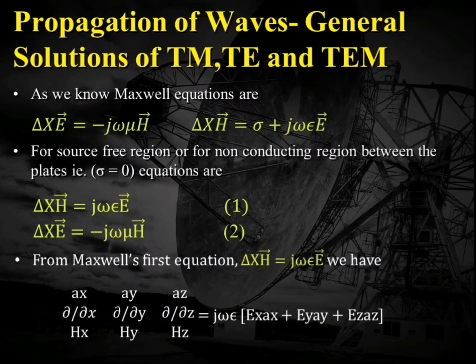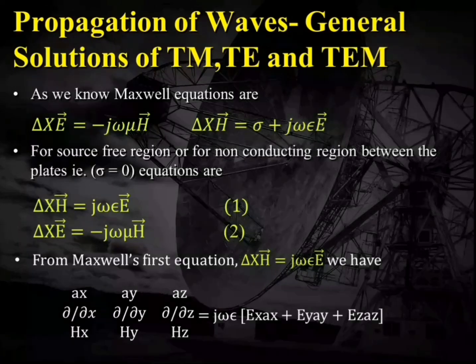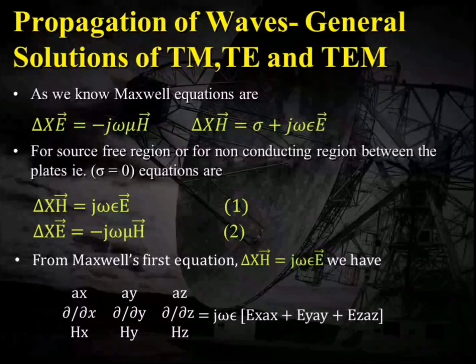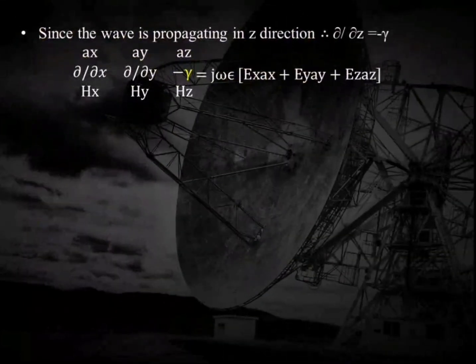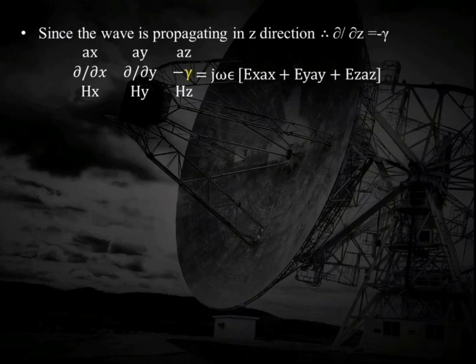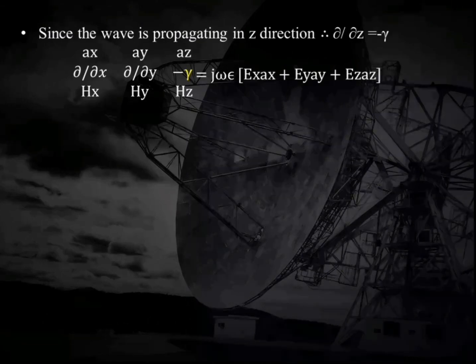Solving this equation, on the left hand side we will get a matrix to solve the cross of del and H, and on the right hand side we can expand our electric field in the form of Ex, Ey and Ez, where it is in the directions of Ax, Ay and Az. Also, we are propagating here in the z direction, so we can substitute del by del z as minus gamma, where gamma is the propagation constant.